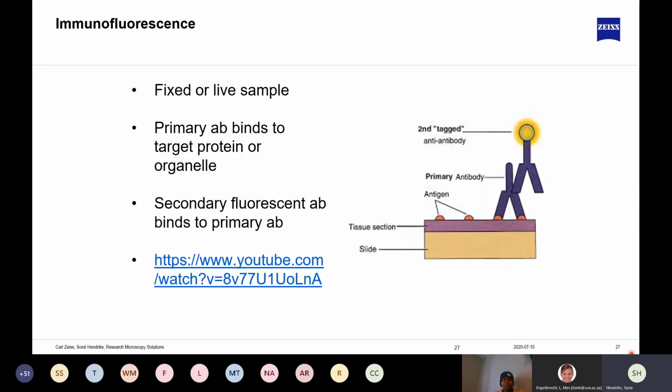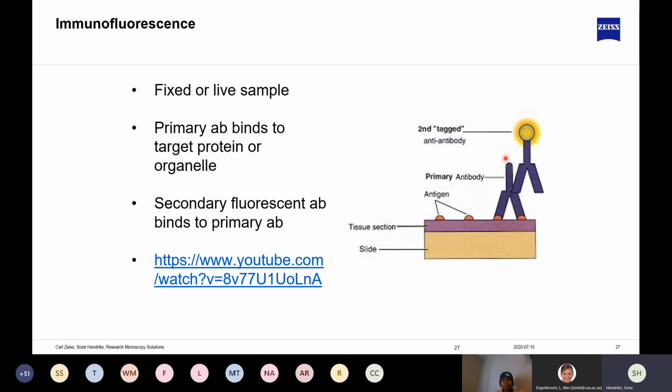Immunofluorescence, nice, because this can be used on fixed or live samples. As I said, here you have a primary antibody that binds to your target protein or organelle in your cell, and typically a secondary fluorescent antibody which binds to the first. Just a note here, you can also get direct labeling. So direct labeling is if your primary antibody has the fluorophore or the tag attached to it.